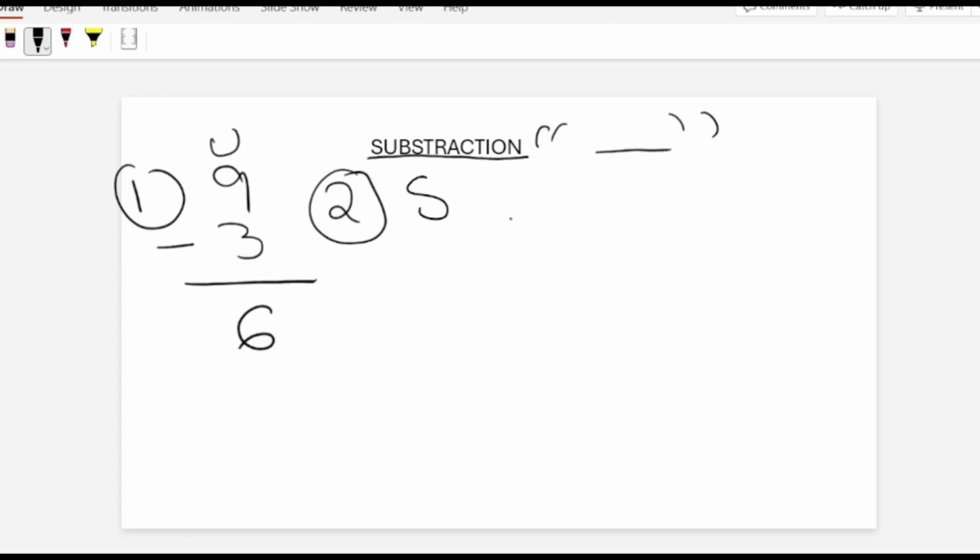Take another example. 8 minus 3, okay? 8 minus 3, how much? 5. If you subtract 3 from 8, you will get 5. Count down from 8: 7, 6, 5, okay? 3 subtracted and you will get the answer 5. Take one more example, no problem. Single example, okay?